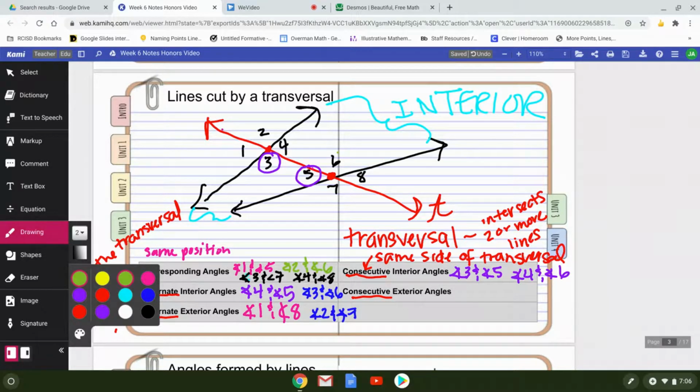So consecutive exterior look just like the interior ones, except they're outside the two black lines. So we got angle 1 and angle 7 are called consecutive exterior, also known as same side exterior. And then 2 and 8.